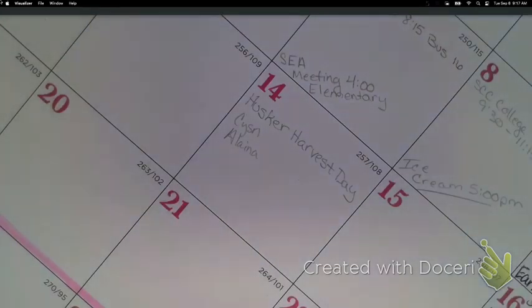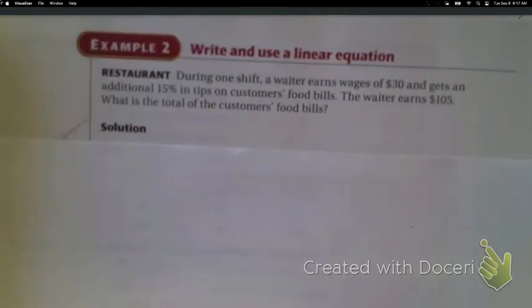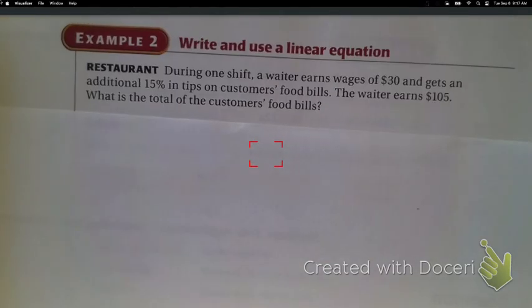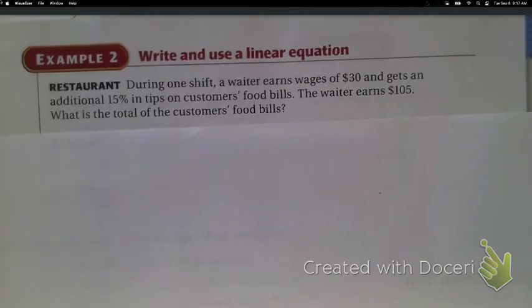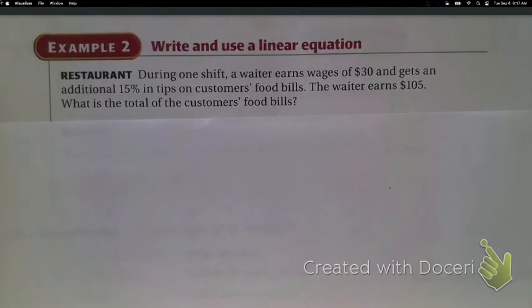Just words. Alright. Okay, so during one shift, a waiter earns $30 and gets an additional 15% in tips on the customer food bill. The waiter earns $105. What is the total amount of the food bill?